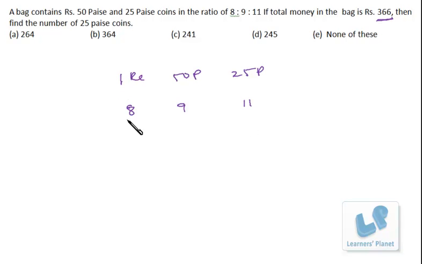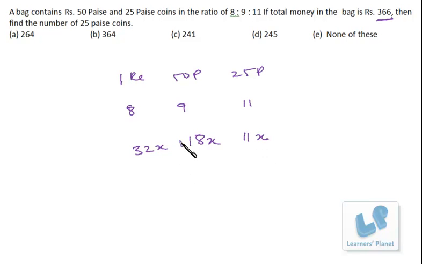Now suppose for 25 paisa I take the ratio as 11 only. Now the value of 50 paisa is double that of 25, so the value ratio of 50 paisa will be double, so it will be 18. And the value of 1 rupee is 4 times that of 25 paisa, so it will be 4 times of this. So the new ratio, that is the value ratio of rupee coin, 50 paisa coin and 25 paisa coin, is this. Now suppose I take the common part as x.